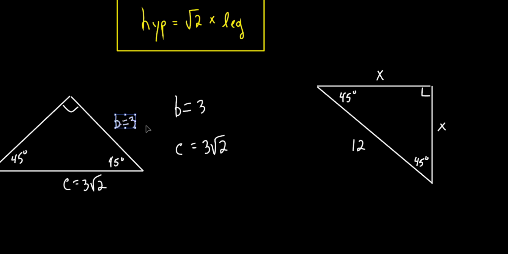Pretend on this problem you didn't know either one of these, but you did know the hypotenuse, all right? So I could take the hypotenuse and do what to it to find the leg? Go the opposite way. Instead of multiplying, we divide. Everybody see that? And what happens to the square root of 2's? They cancel. So what is this? That's 3. See how it works out?